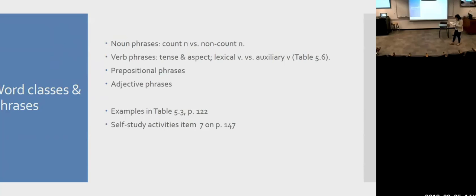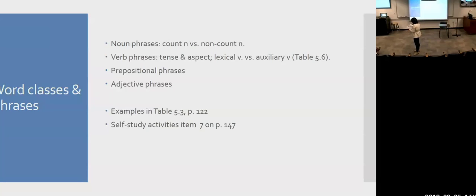The first one, a noun phrase, right? For example, we have an expert in aerodynamics. Which one is the head word? The head noun would be expert. Expert, that's right. So now we know that it's a noun phrase, right?